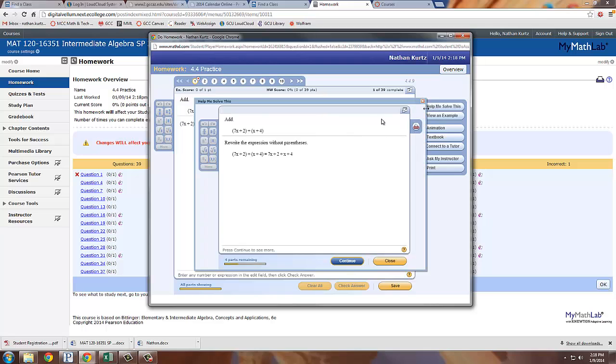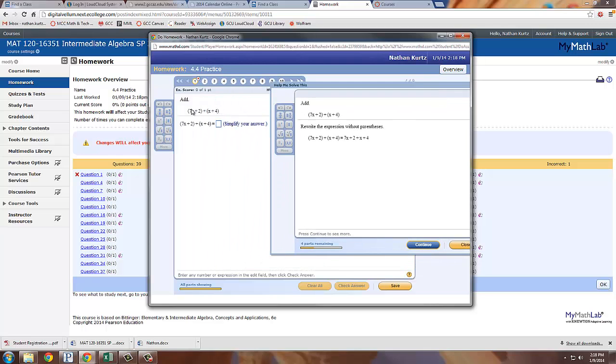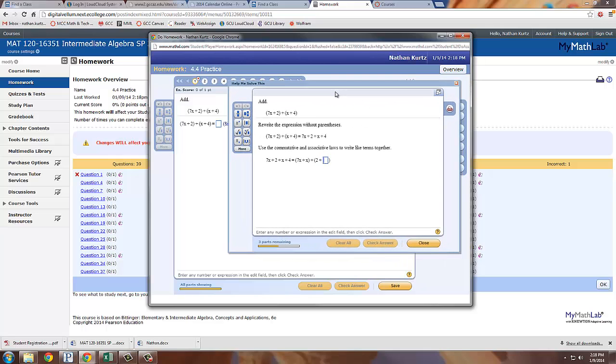What Help Me Solve This does is it takes the exact same problem, 7x plus 2 plus x plus 4, both in parentheses, and it's going to walk me through step by step, asking me to interact with the problem, and I have to input, and eventually it gets me through and gets me the right answer. So it's like having a tutor by your side working you step by step through these actual problems. So that's what it is right here.